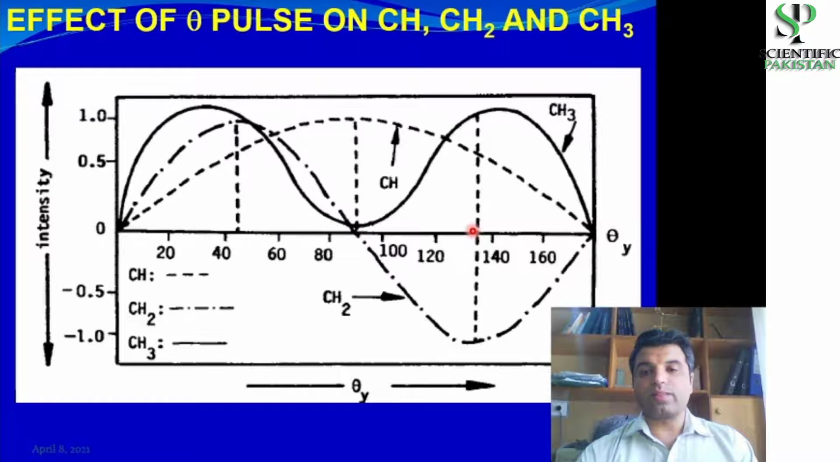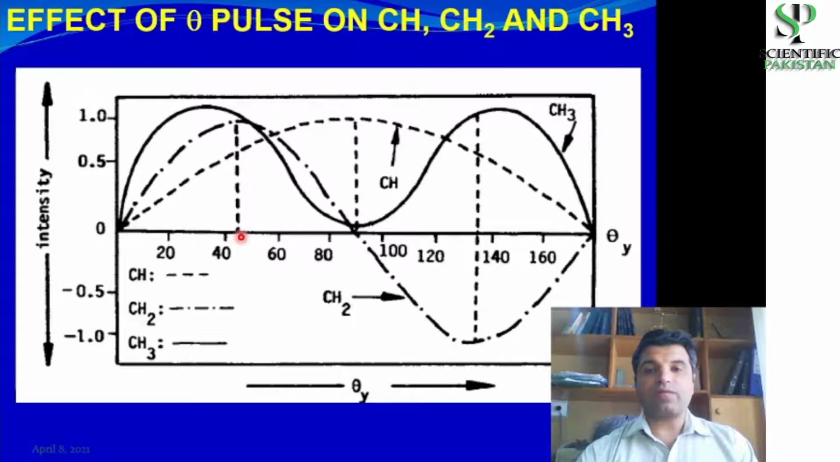What about depth 135? You can see that when we have a theta pulse equal to 135 degrees, the waves for the CH and the CH3s are in positive phase, and that of CH2 is in a negative phase. So what have these waves to do with the spectrum? The amplitude or the phase of this wave will tell you the phase of the peaks for these different types of carbon atoms in the depth experiment.